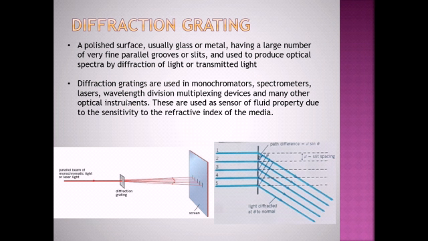Now what is a diffraction grating? It's a polished surface, usually glass or metal, having a large number of very fine parallel grooves or slits, used to produce optical spectra by diffraction of reflected or transmitted light. Diffraction gratings are used in monochromators, spectrometers, lasers, wavelength division multiplexing devices, and many other optical instruments. These are used as sensors of fluid property due to the sensitivity to the refractive index of the media. See this diffraction grating.